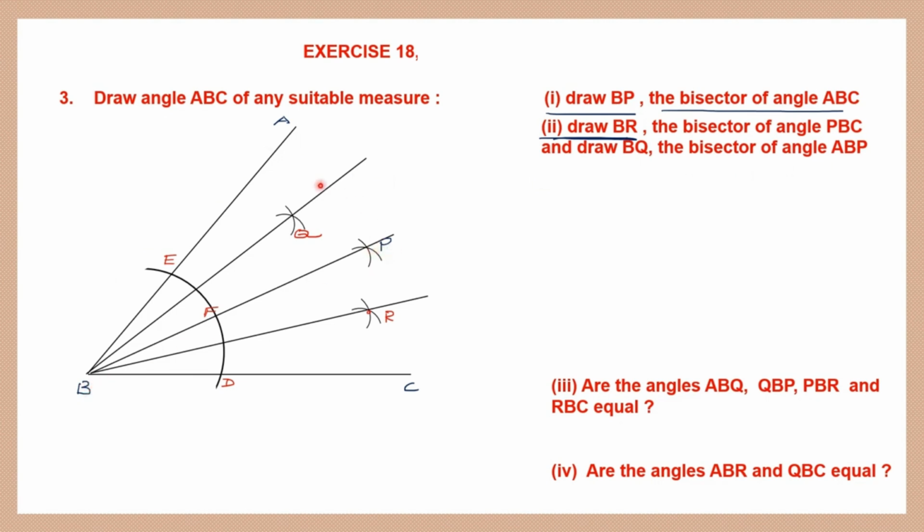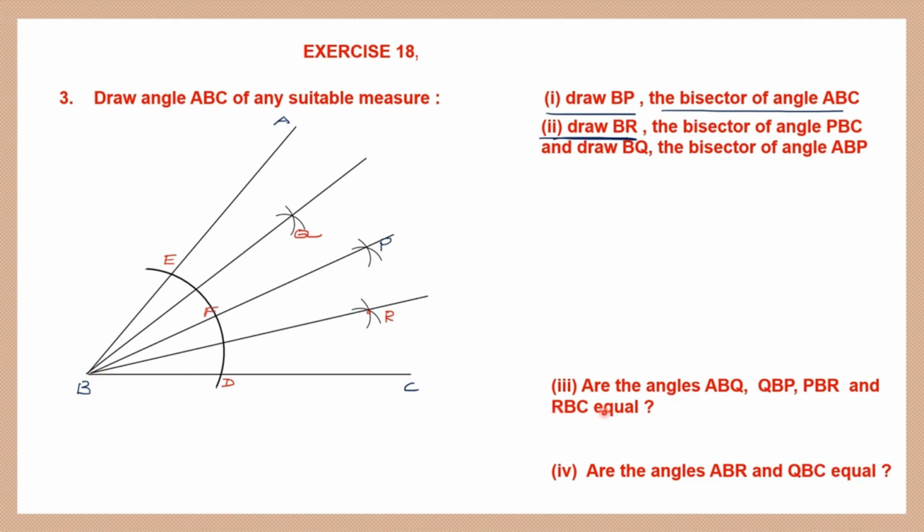So we have first bisected ABC, the bisector is BP. Then we bisected PBC and the bisector is BR. Then we bisected ABP and the bisector is BQ. So we finished bisecting everything.